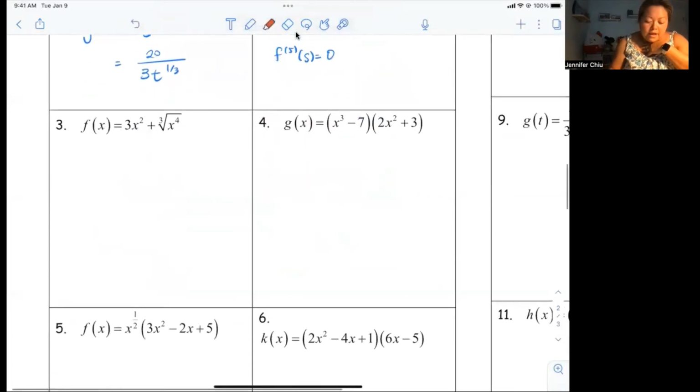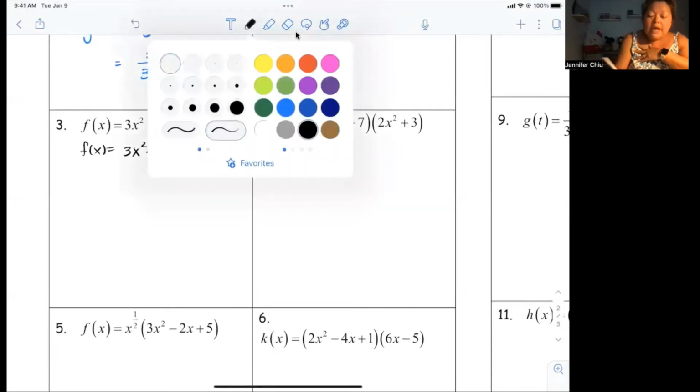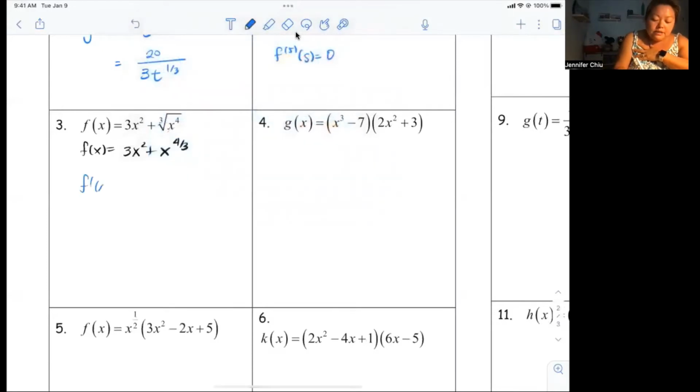Okay? All right. When you encounter a problem like number 3, it is best to rewrite the equation into a polynomial function. So rewrite your exponents as a fraction, right? If you rewrite this, you get f of x equals 3x squared plus x to the 4/3. Now you can take the derivative. F prime of x equals 6x plus 4/3 x to the 1/3, right? You gotta get comfortable with rewriting your exponents and see that once you rewrite your exponent, it's much easier to take the power rule of the terms, okay?